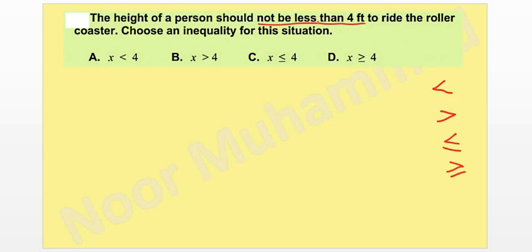So what do you think? It should not be less. It can be equal, it can be more. So this shows that the height of the person could be greater than or equal to 4 feet. So this is the correct option, right? The height of the person has to be either more or equal to 4, but it should not be less than 4, right? So this is the situation.